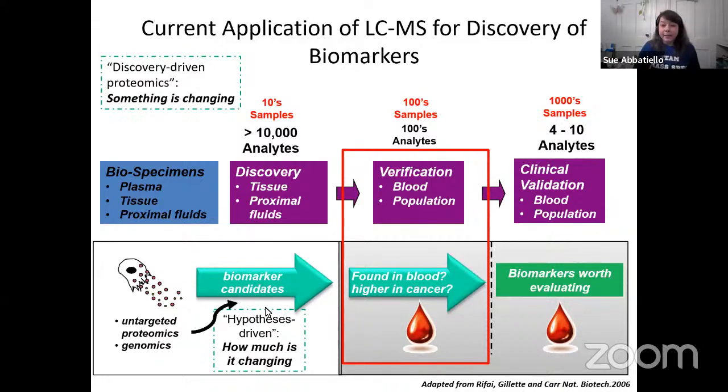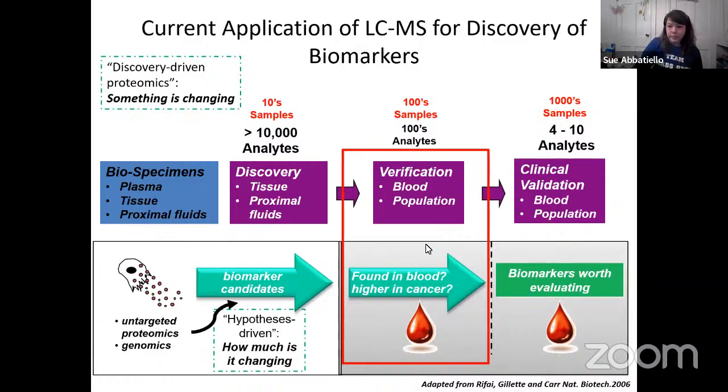And then ideally, when you start with your biomarker candidates, you want to make sure, is it found in blood? Is it higher in cancer? It's easier to detect a biomarker increase than it is to detect a decrease in samples. And so this is why we usually try to look for something that is increasing in our samples, and then determine if these biomarkers are worth evaluating.